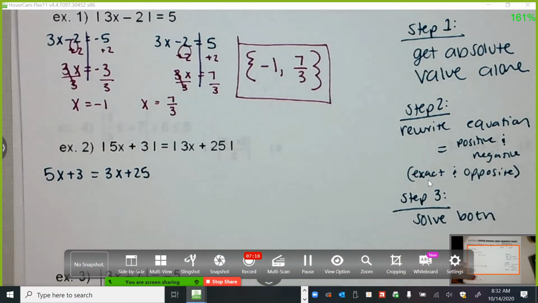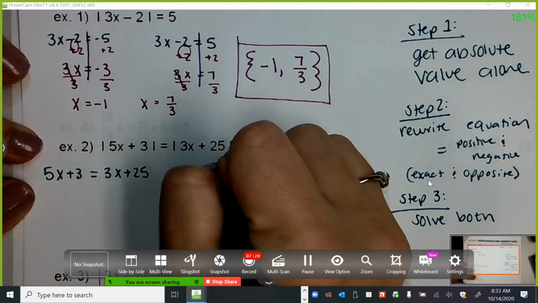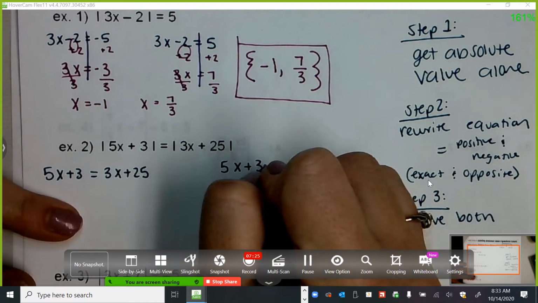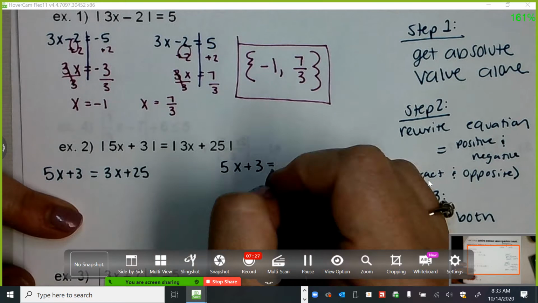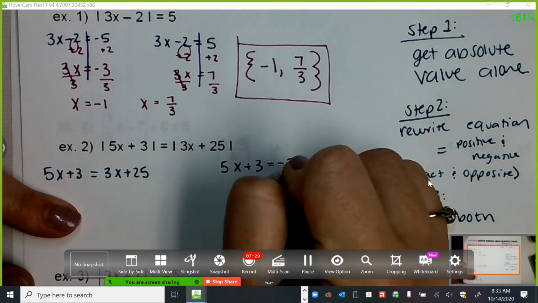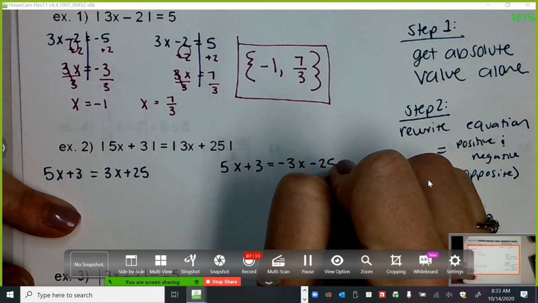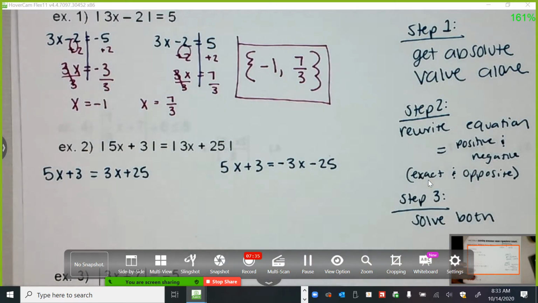So then when we rewrite it, remember the left side always stays the same. Your original stays the same. But the right side is opposite. What's the opposite of positive 3x? And the opposite of positive 25? Now if I solve, it'll be right. So the only thing that changes is after the equal sign.